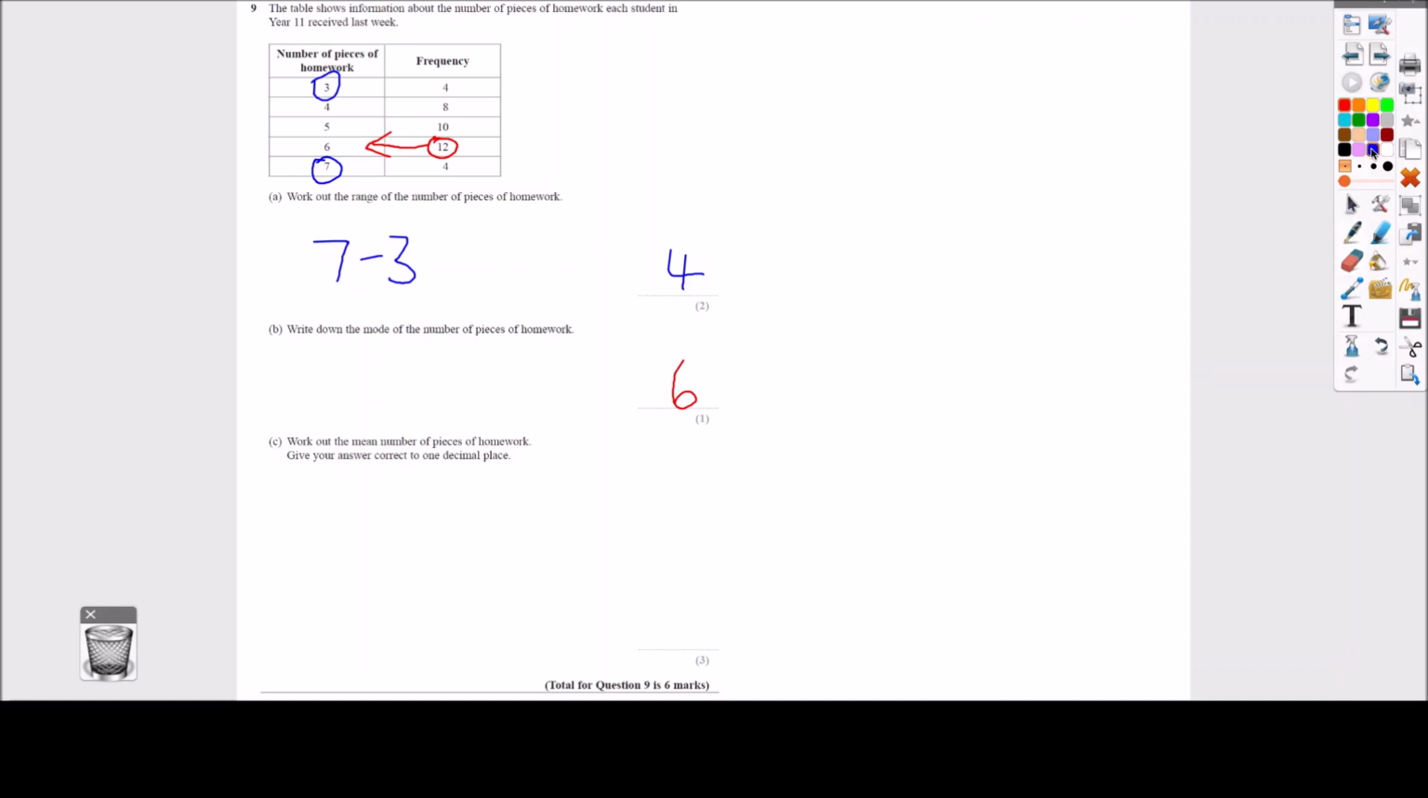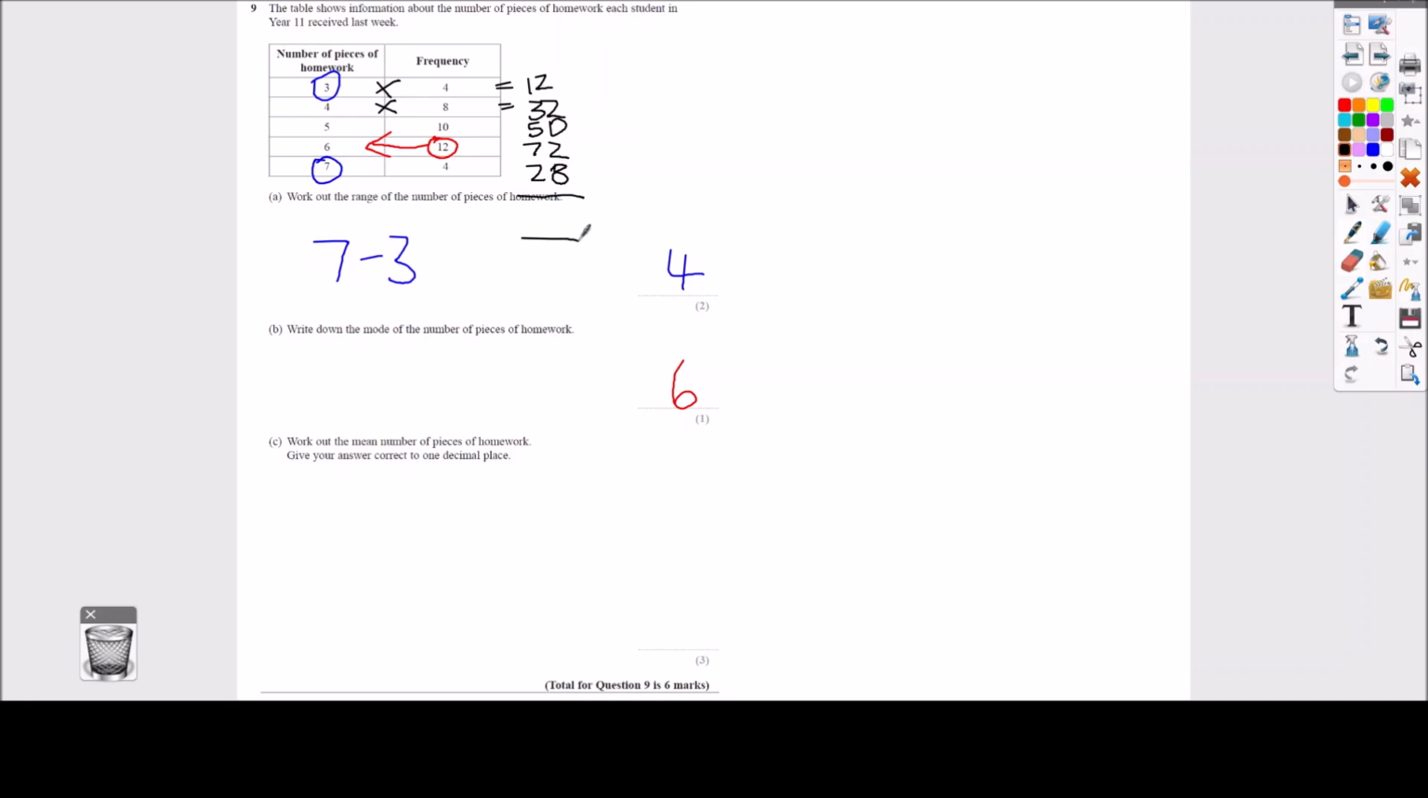We need to work out the total number of homeworks set and divide that by the number of pupils. So 4 students received 3 homeworks. So 4 times 3 is 12. That's 12 homeworks. 8 students got 4 homeworks. 8 times 4 is 32, and so on. 10 times 5 is 50. 12 times 6 is 72. 4 times 7 is 28.